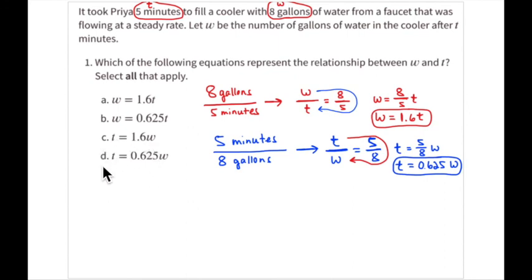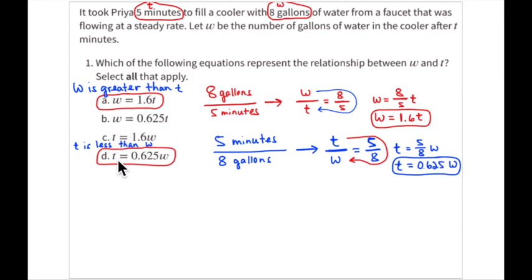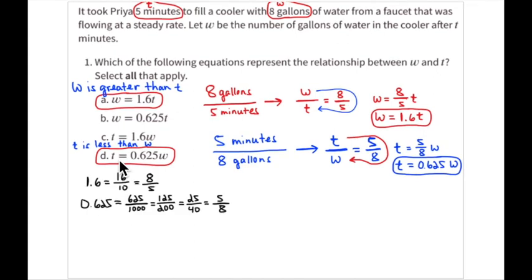And finally, D is correct. So time is equal to 625 thousandths times the amount of water. So that matches this equation right here. So A and D are correct. And one more time, the amount of water is greater than the amount of time. So the amount of water gets multiplied by a number that's larger than 1. And the amount of time is less than the amount of water. This gets multiplied by a fraction that's less than 1. It brings the time down to a value less than the amount of water.